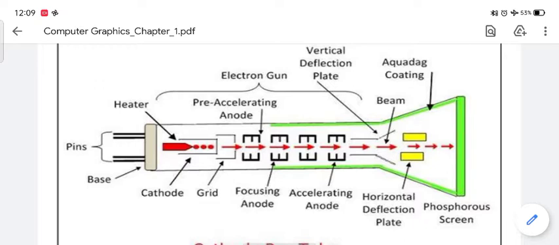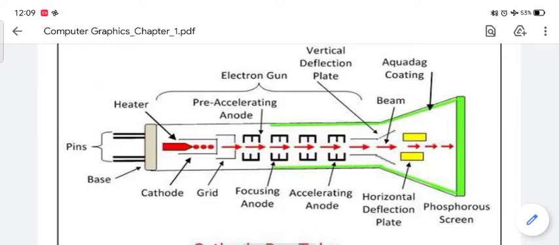If there is nothing, then what happens? It repels, in the sense that it moves off, far from one electron to another electron. So to make sure that it does not scatter anywhere, or leave anywhere, for that reason we use one more element called the controlling grid.